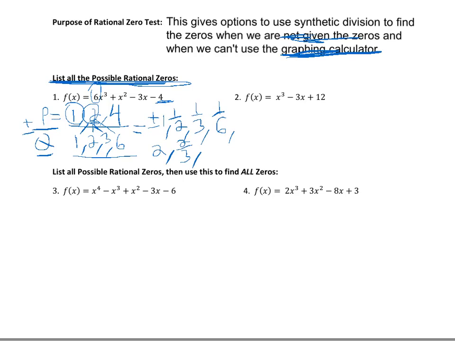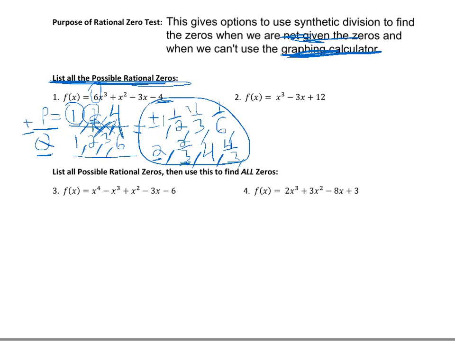Okay, then I take the 4 and do the same thing. I'm going to put the arrow again here so you can see what I'm doing. 4 over 1, 4 over 2, 4 over 3, 4 over 6. So 4 over 1 is just 4. 4 over 2 is 2, that's already on the list. 4 over 3, that's not on the list. And 4 over 6 reduces to 2/3, that's already on the list. So this is my possible list.